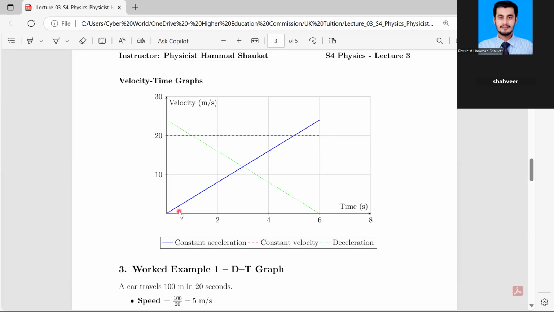All right. Okay. So any question related to velocity time graph? No. Wonderful. Okay. Now move on towards the worked example.